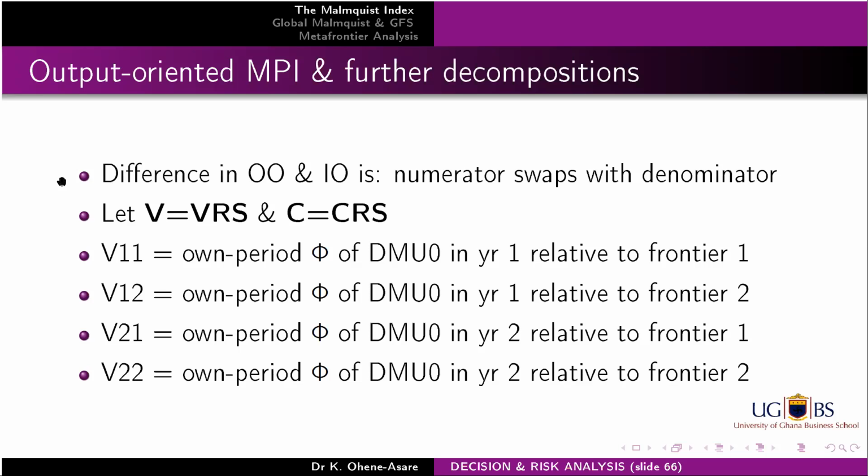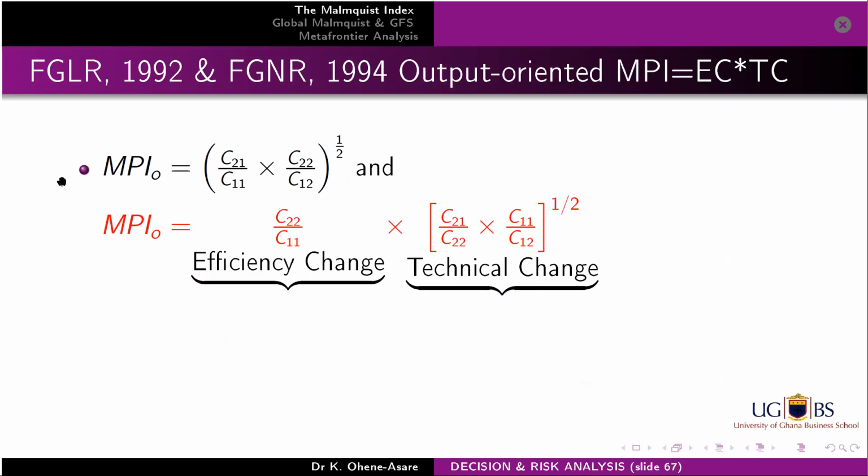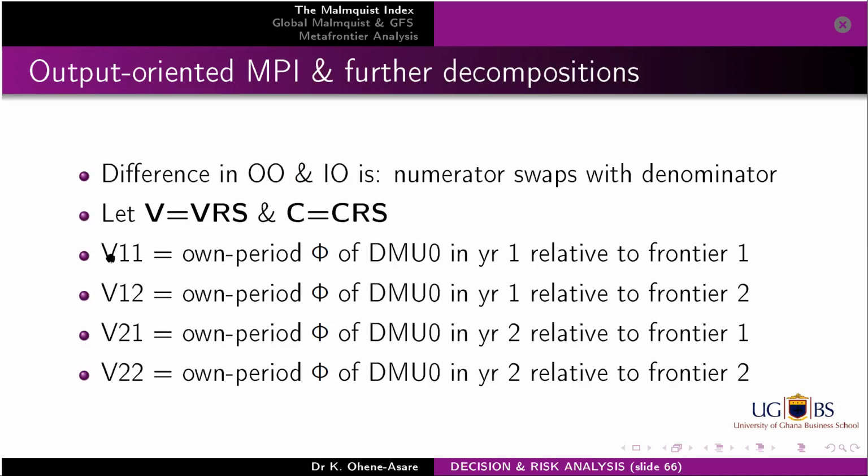Now, the next thing is that all the letters V could be changed to C. It would simply mean that we are dealing with constant returns to scale. So please understand that if you see C11, C12, C21, C22, this simply means we have changed from variable returns to scale to constant. I want you to understand that.